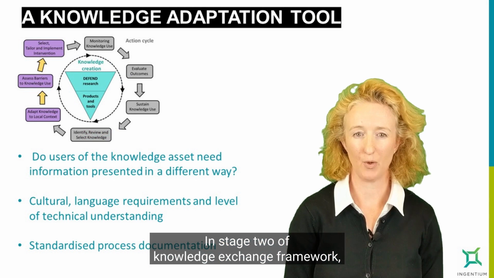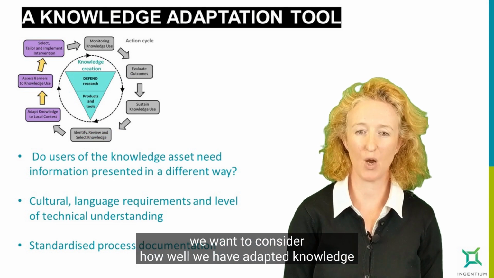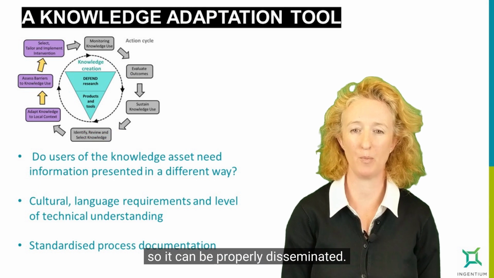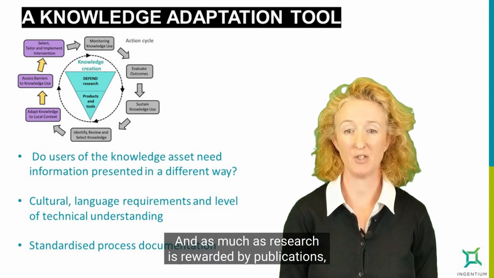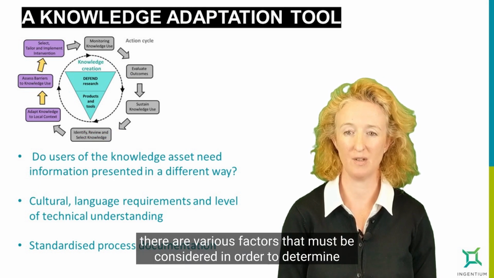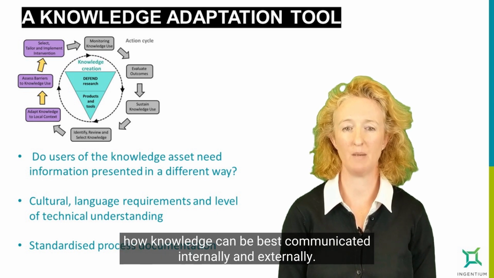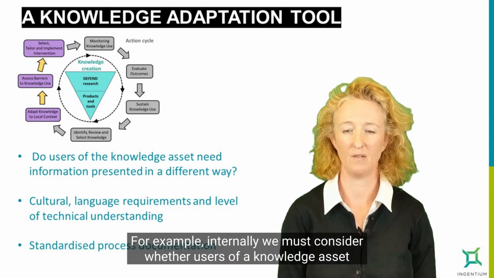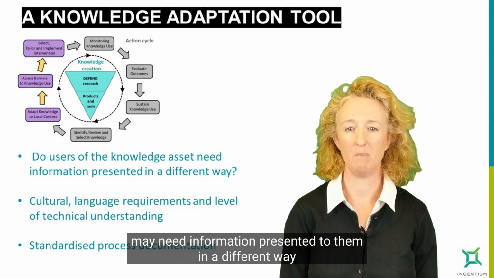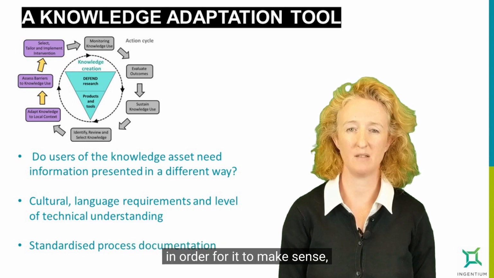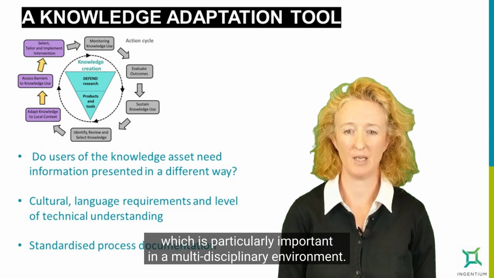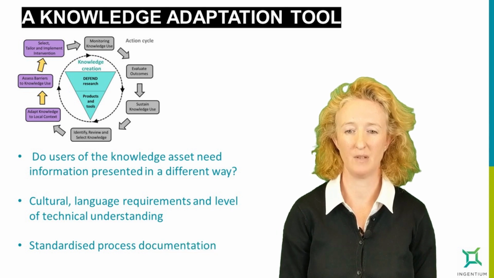In stage 2 of the knowledge exchange framework, we want to consider how well we have adapted knowledge so it can be properly disseminated. And as much as research is rewarded by publications, there are various factors that must be considered in order to determine how knowledge can be best communicated internally and externally. For example, internally we must consider whether users of a knowledge asset may need information presented to them in a different way in order for it to make sense, which is particularly important in a multidisciplinary environment.